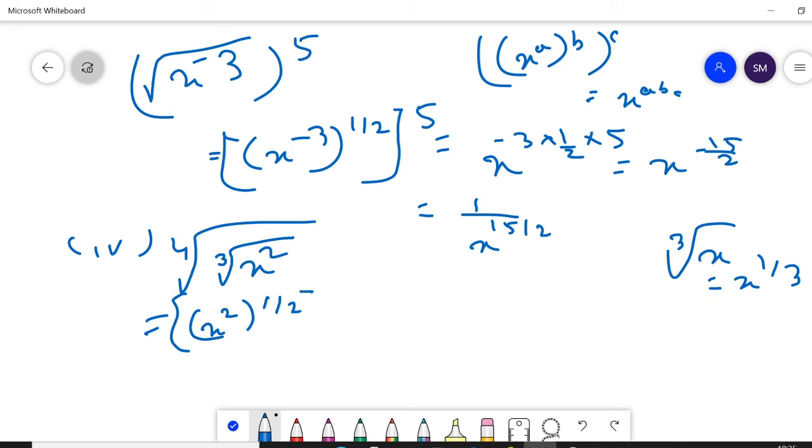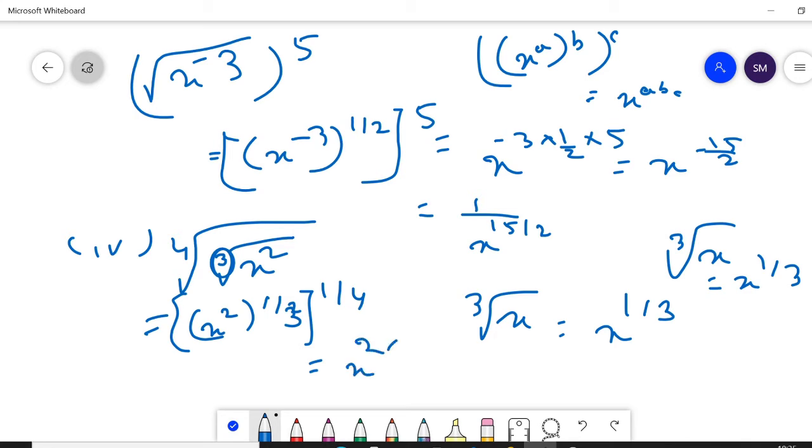Then another, whole 1 by 4. The root sign 3 means cube root, so it can be written as x to the power 1 upon 3. Here 4 means x to the power 1 upon 4. Then what happens with the exponents? 2 into 1 by 3 into 1 by 4. 2 cancels, then what do we get? x to the power 1 upon 6. This is the answer. Then solve more examples.